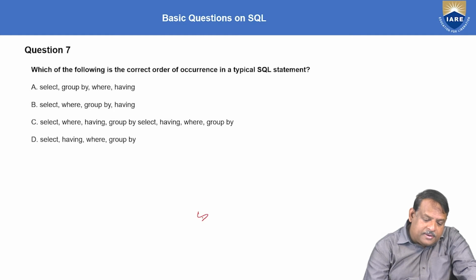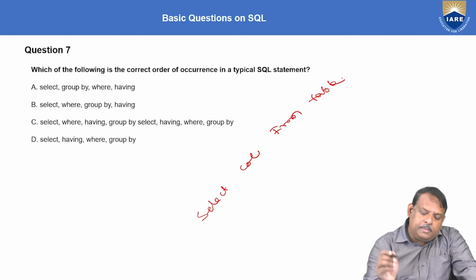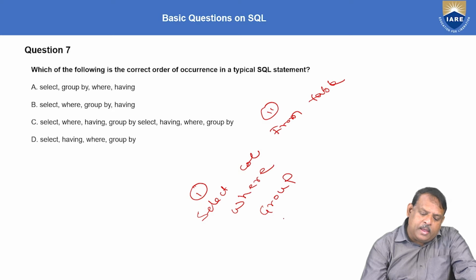Now what is the order? First we will have a select, some columns, from will be there, from table name. This is first. Second, if you want to now minimize the data, we'll have here where. Then if you want to have group by, it will be something like this. Group by, then having clause and order by.